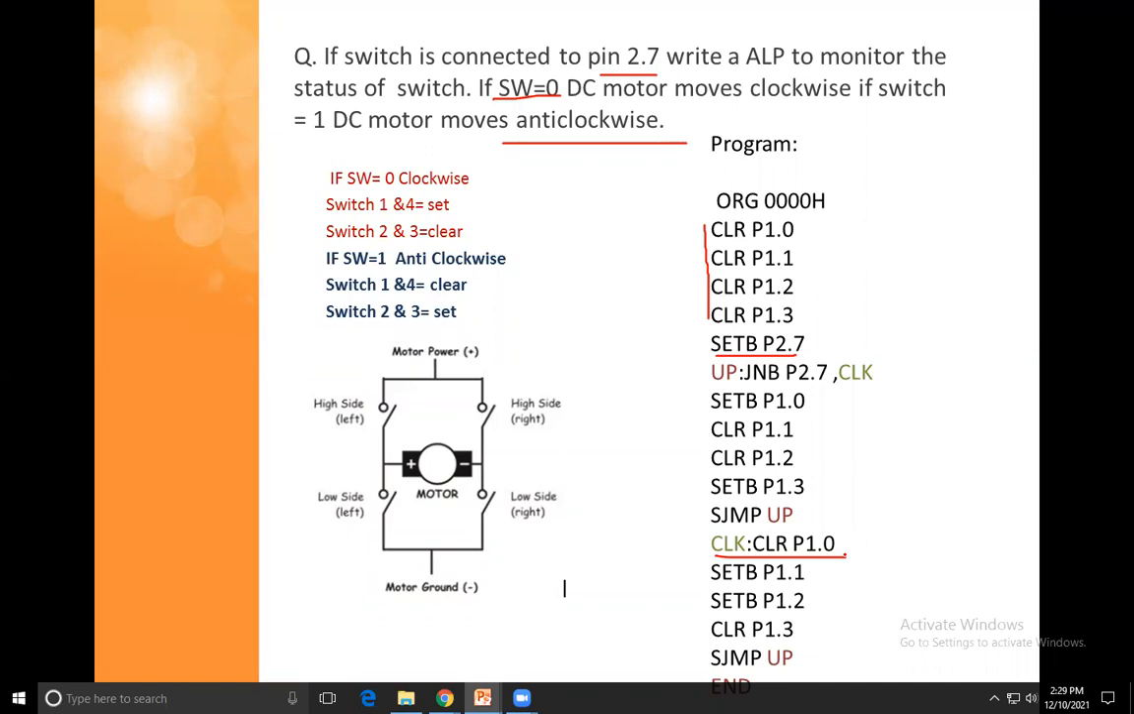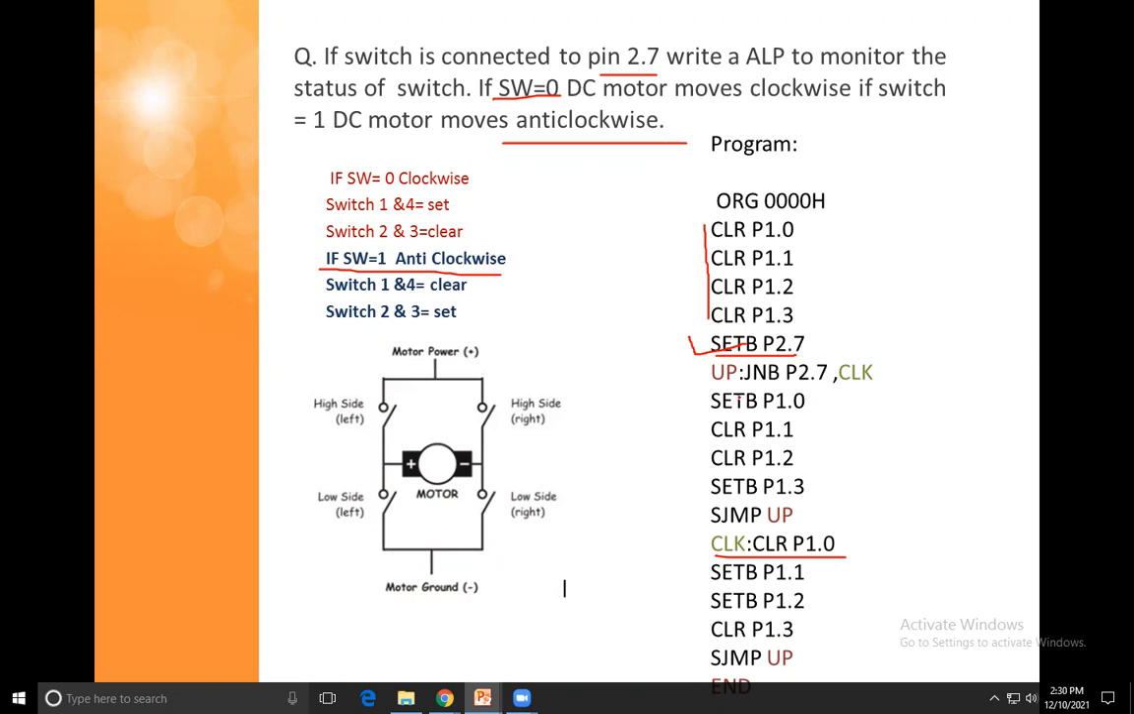It is into the clockwise direction. And if it is jump switch is equal to 1, it is equal to add. इथे आपण काय केलंय, we are discussing set bit is equal to 2.7. आपण set bit 2.7 केलंय, म्हणजे it is move into the anti-clockwise direction.